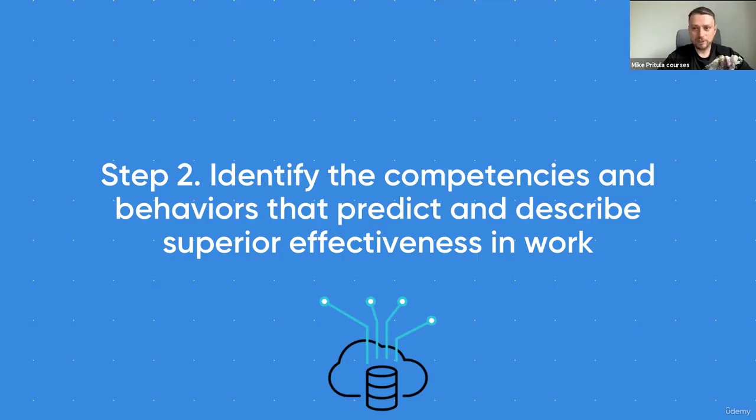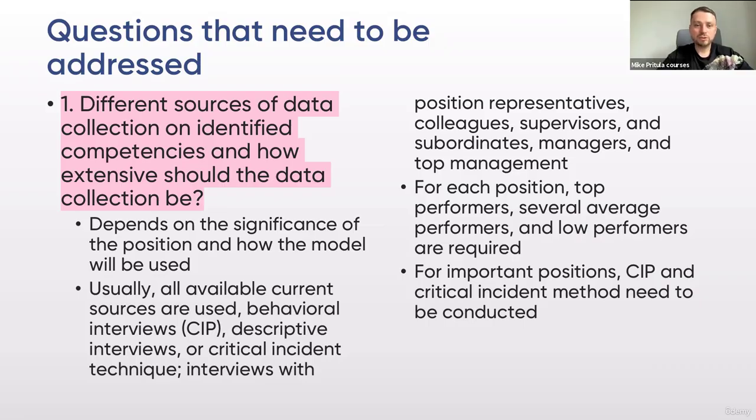Next, step number 2 is actually the first step, the preparation step. Step number 2, identify competencies and behaviors that predict and describe superior job performance. What do we do in this step? First, we need to understand where we're going to collect data. There are many different ways to collect data. We'll break it down now. In any case, we can't avoid interviews here, and we'll definitely need the most effective employees here. That is, involving the best employees of the company in developing the competency model is inevitable, but it must happen. Because you need to make sure for yourself that you've captured everything from them.